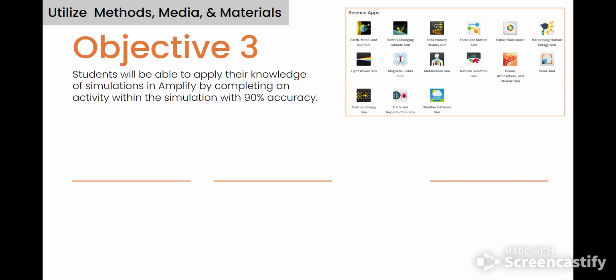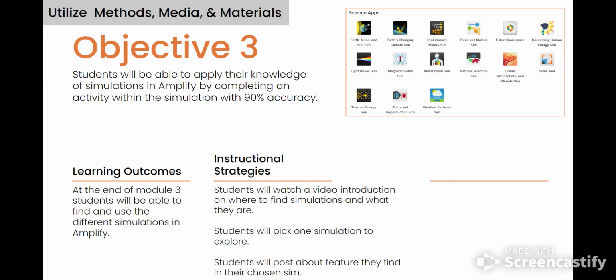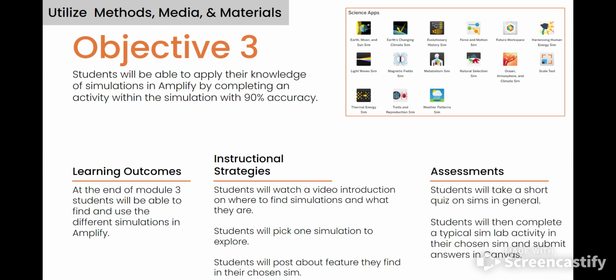And finally, for objective 3, using the simulations, there is a learning outcome and instructional strategies where the students really get to explore and learn at least one sim and then utilize it to try an activity, and also take a quiz so that they can make sure they understand the basic features.